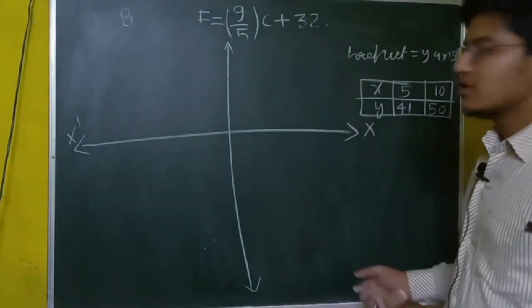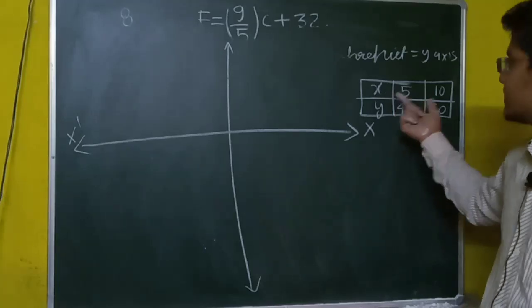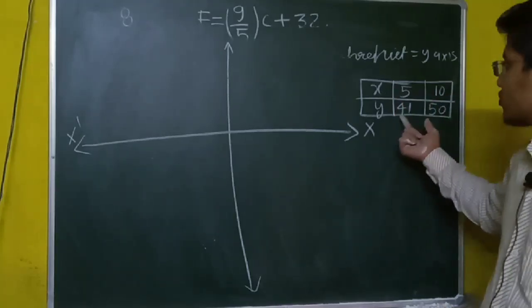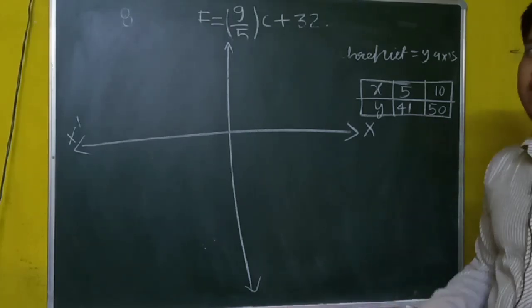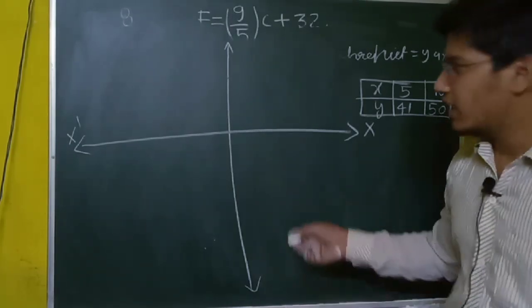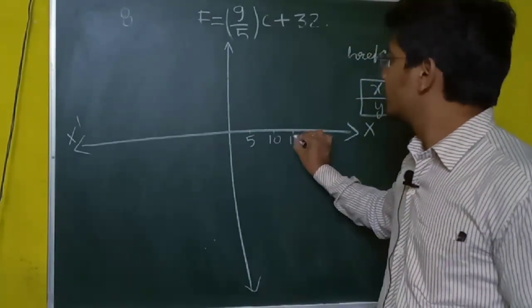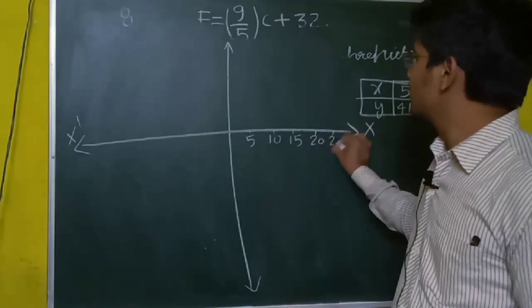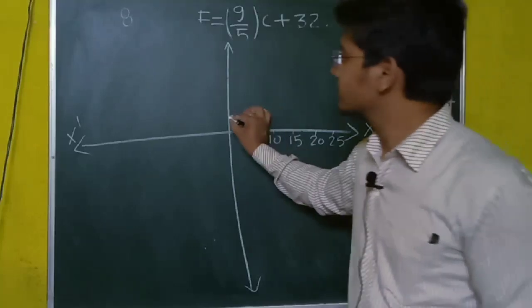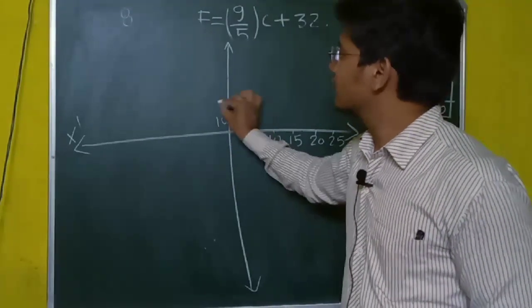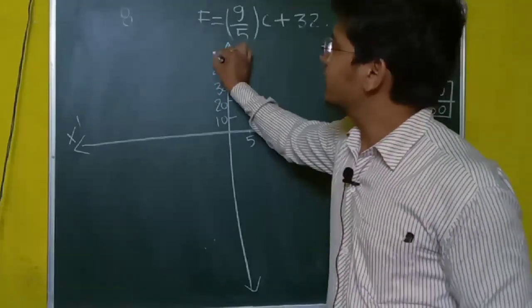You can see here clearly we are taking x as 5, 10, and y as 41, then 50. So on the x axis we will take a difference of 5: 5, 10, 15, 20, 25, and on the y axis it will come like this: 10, 20, 30, 40, 50.